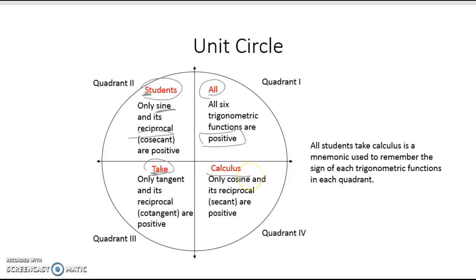Okay, calculus, so take that C right there. So cosine and its reciprocal, secant, are the only two that are positive in that quadrant. The rest of the 4 will be negative. So all students take calculus. That's helping you determine, is my trig function going to be positive or negative within quadrant 1 through 4. It helps you navigate that.